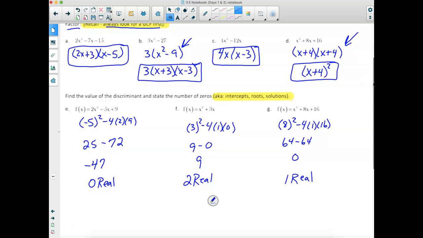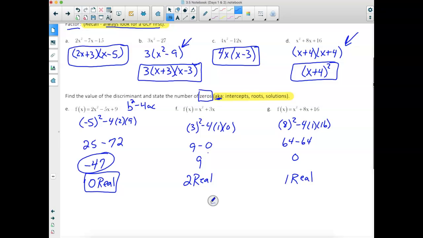Find the value of the discriminant and state the number of zeros, aka solve things. They're going to be asked in different ways. Zeros, also known as intercepts, the roots of the function, the solution of the equation, they all kind of mean the same thing. Remember, the discriminant is simply b squared minus 4ac. If I find it in letter E, my discriminant value is negative 47. Whenever it's negative, you have 0 real solutions, meaning your parabola, if graphed, does not touch the x-axis.